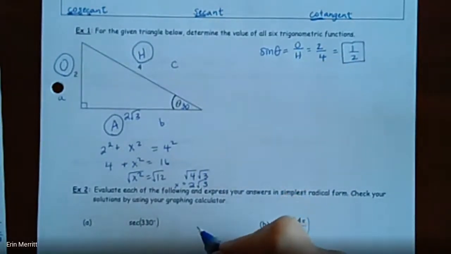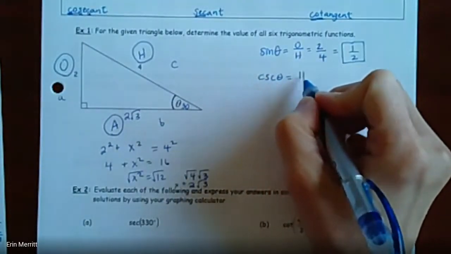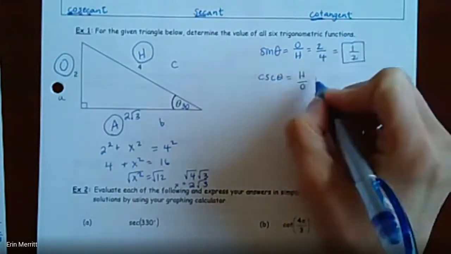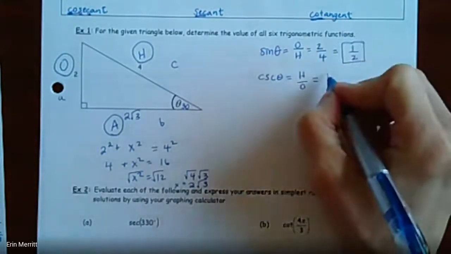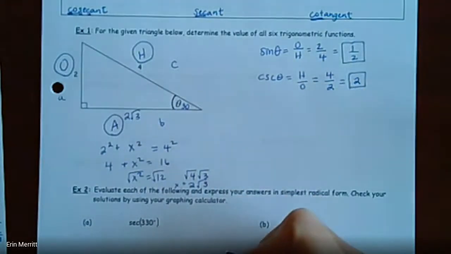If you do its reciprocal, that would be cosecant of theta. That would be H over O. It's the only time you get to say it's the "ho" in math. All right, keep that in mind. That would be 4 over 2. So that's actually going to come out to be 2.